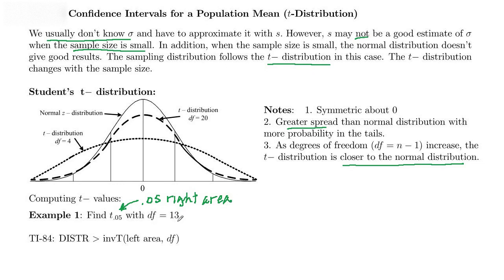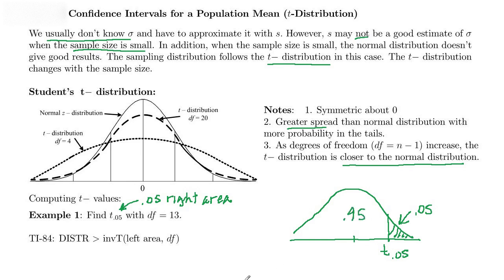And we're using degrees of freedom 13, which means your sample size is 14. To do this, you're going to use the inverse t function on your calculator. So here is our t-distribution. The 50th percentile, the median, is right in the middle along with the mean. And t.05 is going to be the t-value that has 0.05 area to the right. So if 5% of the area is to the right, that means 95% of the area is to the left.